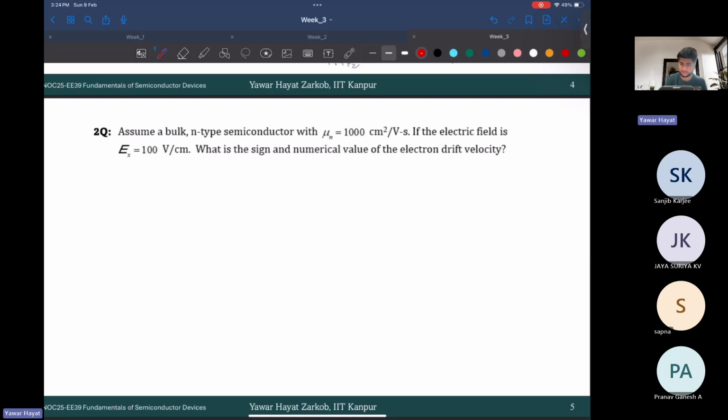Okay, so this is the formula of interest for us: Vn equals minus mu n Ex. Quickly, although this is not asked in the question, had we been asked about a p-type semiconductor, what would be Vp, the drift velocity for holes?